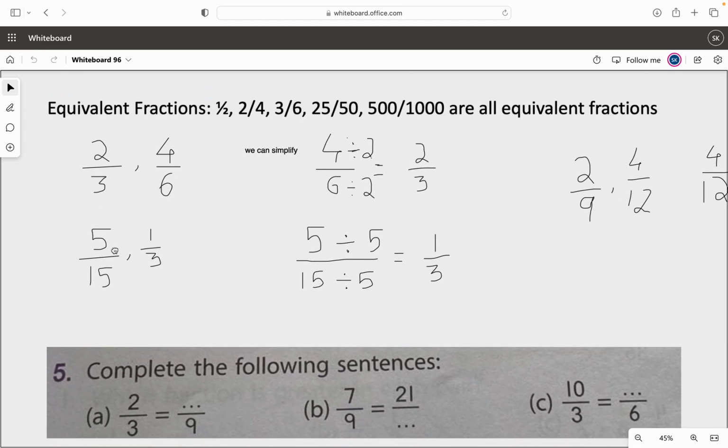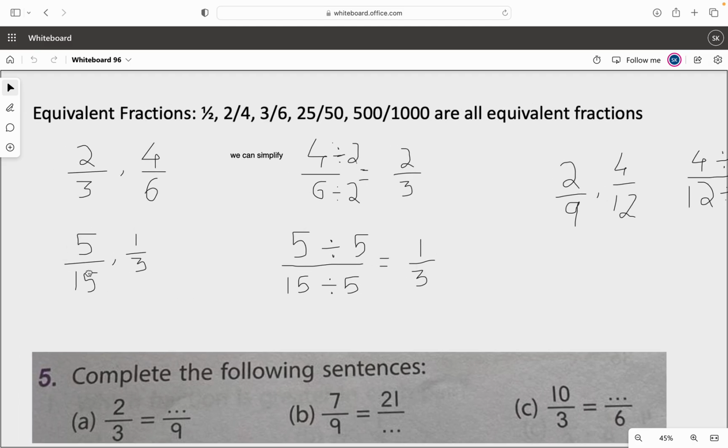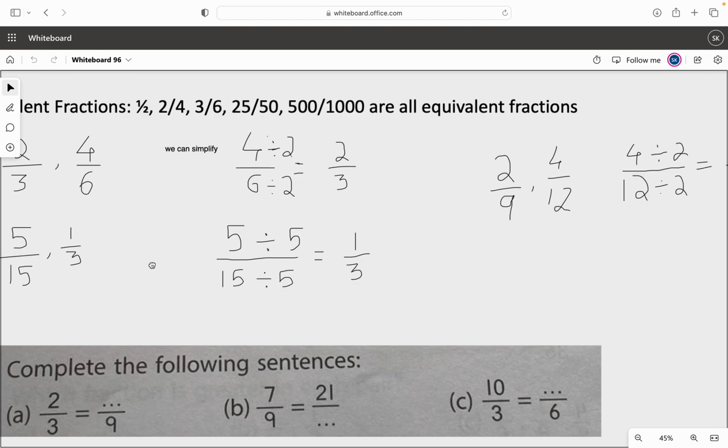Okay, and 5 by 15 and 1 by 3 again. Divide both numerator and denominator by a common number, 5. 5 times 1 is 5, and 5 times 3 is 15. So it is 1 by 3. So 5 by 15 and 1 by 3 are equivalent fractions.